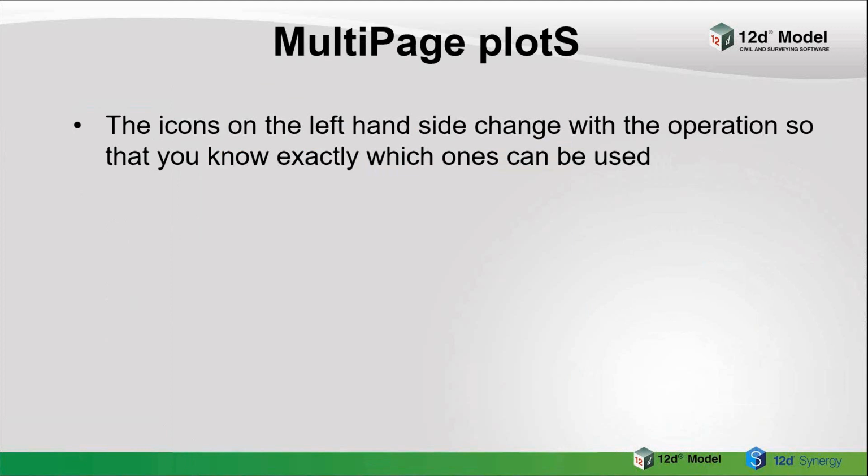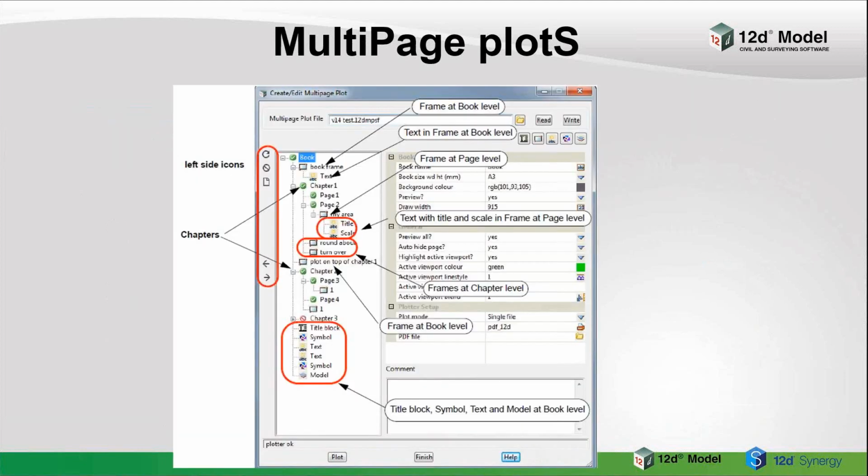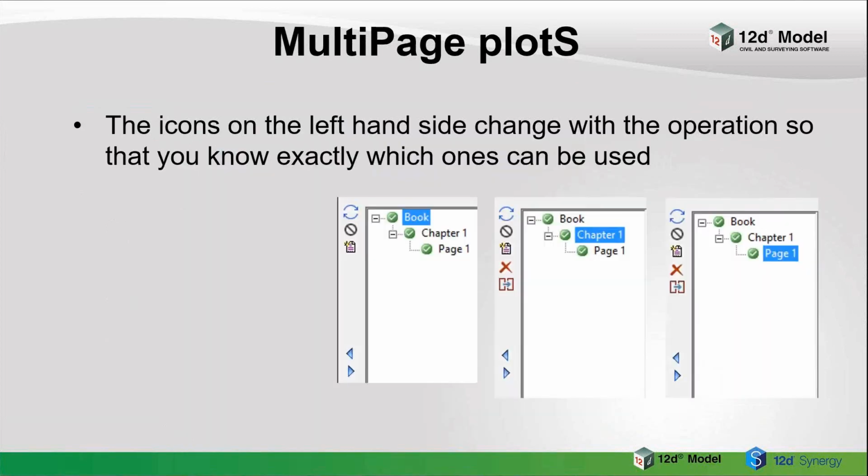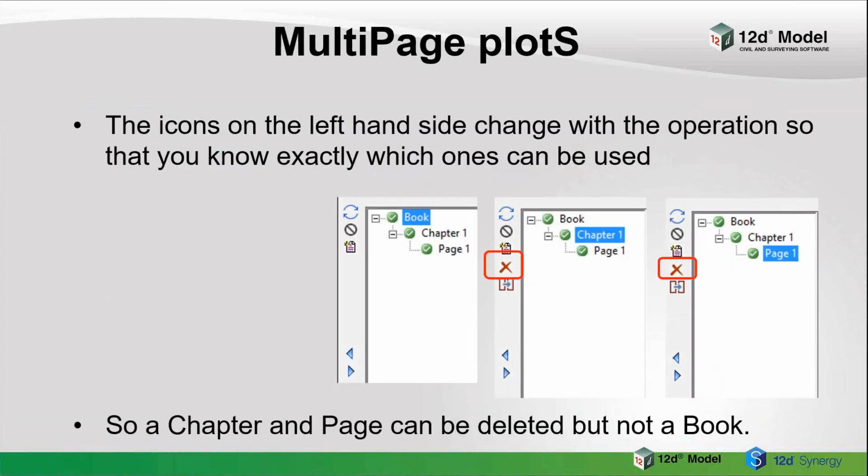Down the left-hand side here, you see left side icons. These ones now change depending on what you're doing. So it's showing the options that do work for the thing. So it makes it easier. So in case here, when we clicked on book, chapter and page, only the chapter or page had the cross on there. You can't delete a book. Things like that to make it so you don't have to learn very much to run the thing.